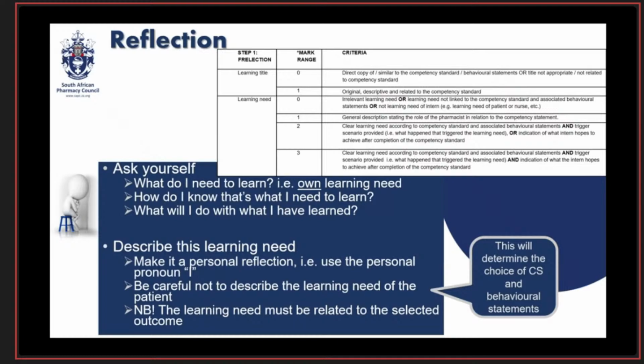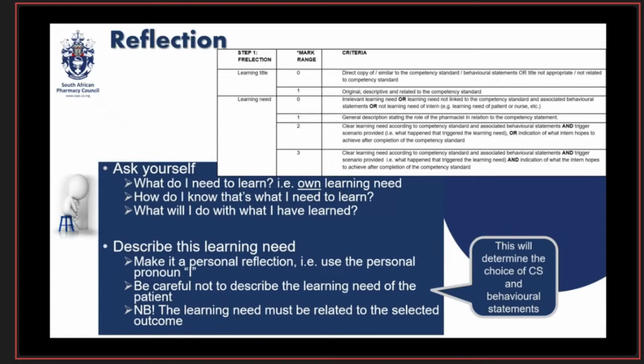If you look at the learning title, we always aim for the biggest one. So we're looking at number 1. It should be original, descriptive, and related to the competency standard. So you can see it should be your own words, describe your activity, and relate to the competency standard. Now we are looking at our learning need, and we're not aiming for a 0, we are aiming for a 3. And there you can see we have a clear learning need according to the competency standard and behavioral statements, and the trigger scenario. In other words, what happened, what made me realize that I need to learn this, and the indication of what you hope to achieve after completing this activity. So there you can see, if we aim at a 3, you can see what should be included. So if you use this as an assessment rubric, you can already see, have I included all these steps?